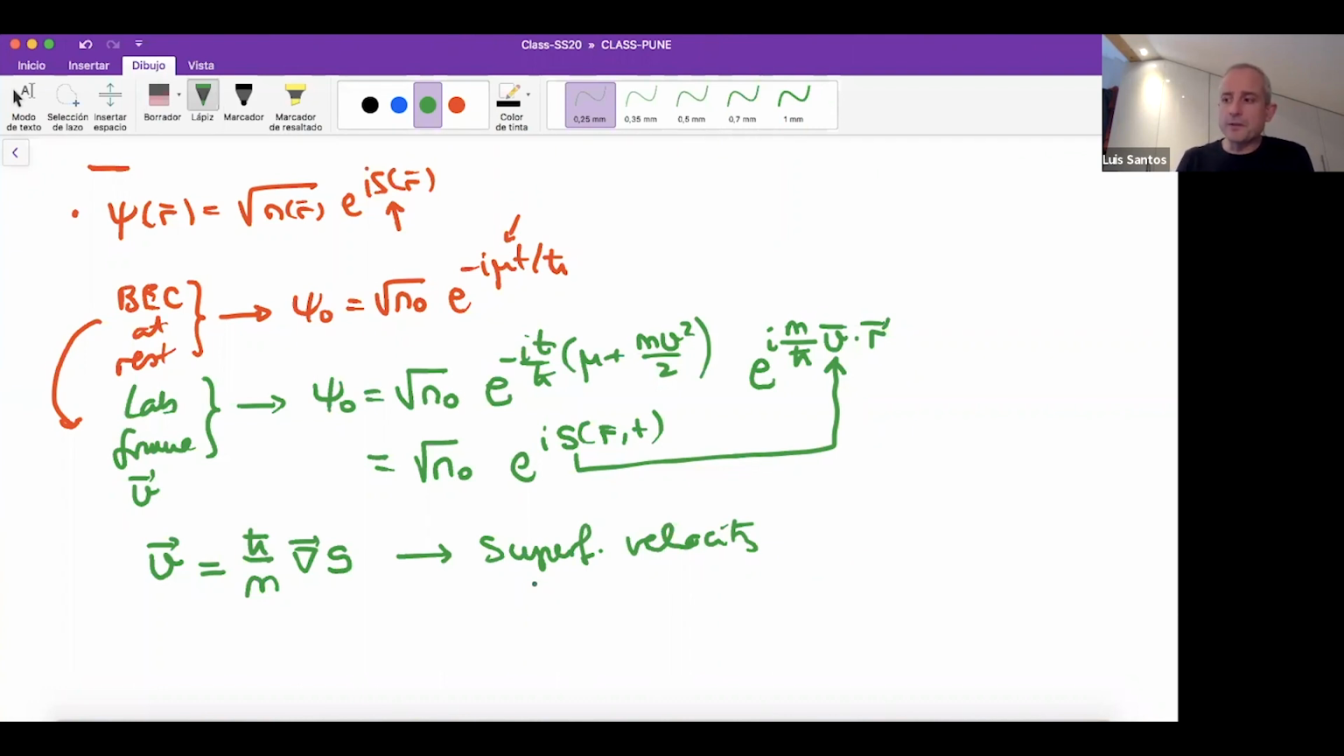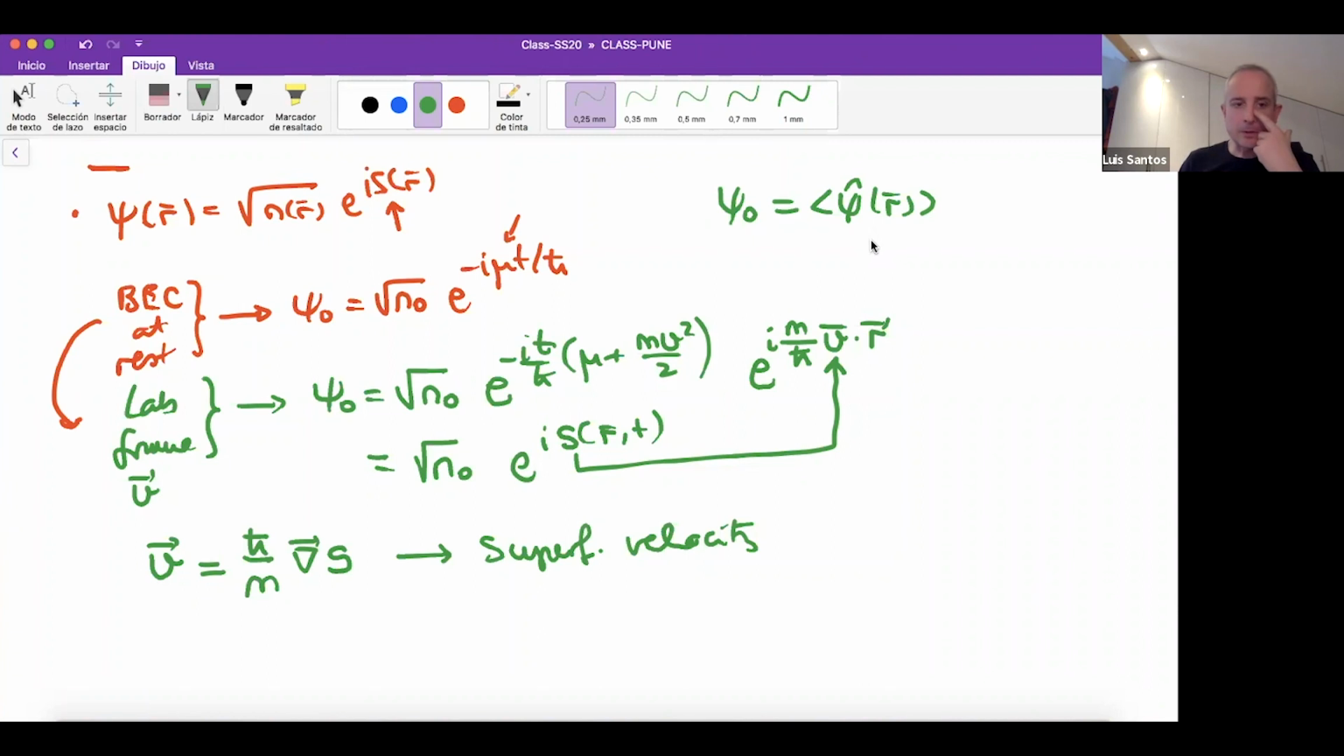And note that in deriving this result, we just assumed that there is a classical field, psi 0, which is associated to the macroscopic component of the field operator. So basically, as I recall, psi 0 is nothing else than the expected value of the field operator, which we assume is complex and has a phase.